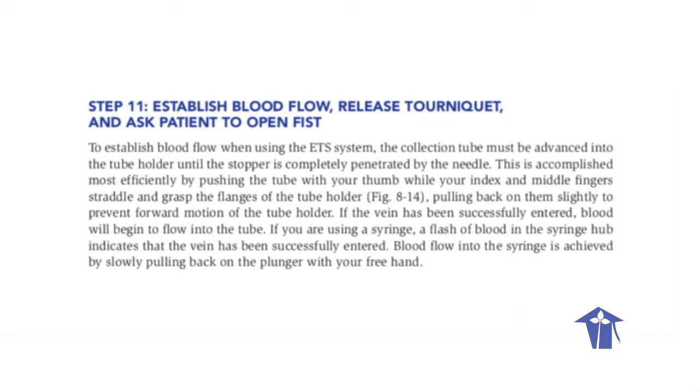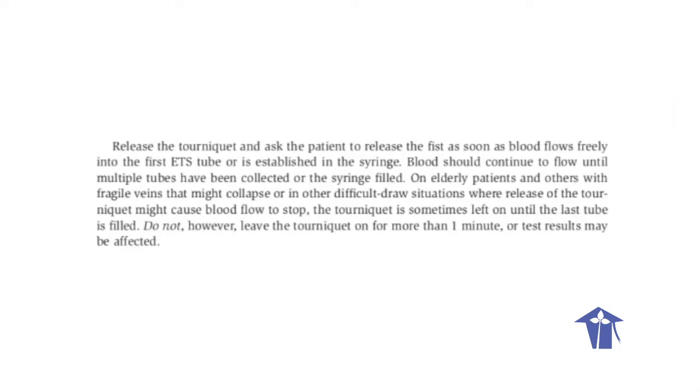If the vein has been successfully entered, blood will begin to flow into the tube. If you are using a syringe, a flash of blood in the syringe hub indicates that the vein has been successfully entered. Blood flow into the syringe is achieved by slowly pulling back on the plunger with your free hand. Release the tourniquet and ask the patient to release the fist as soon as blood flows freely into the first ETS tube or is established in the syringe. Blood should continue to flow until multiple tubes have been collected or the syringe filled.